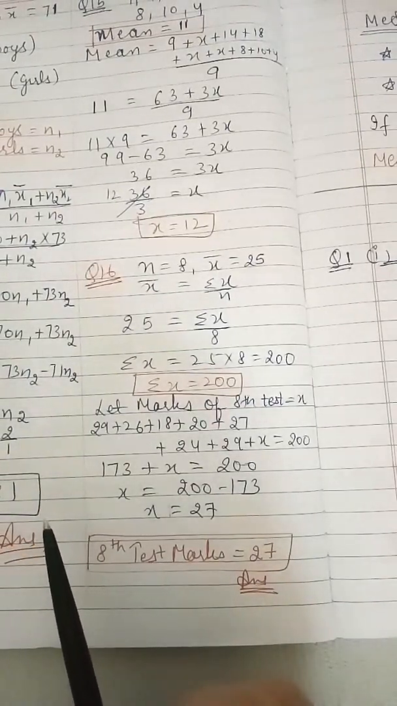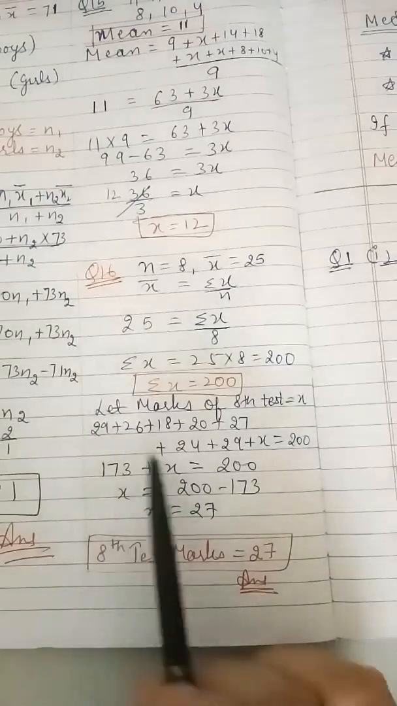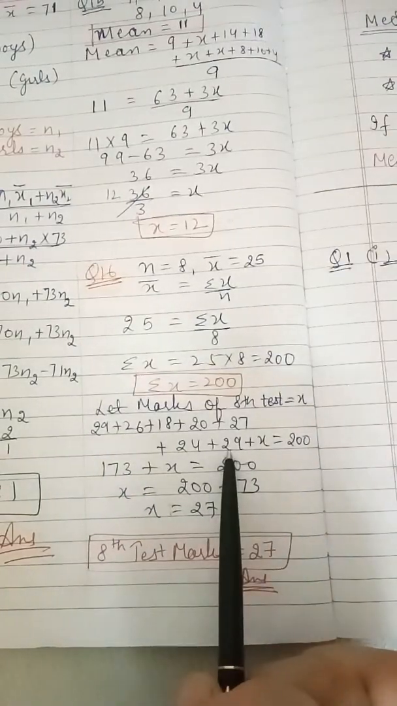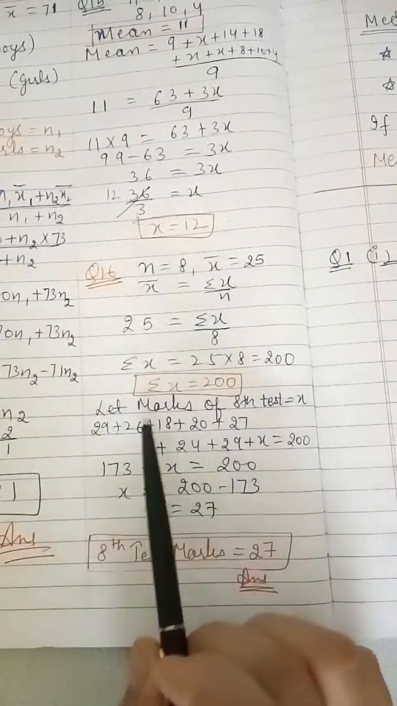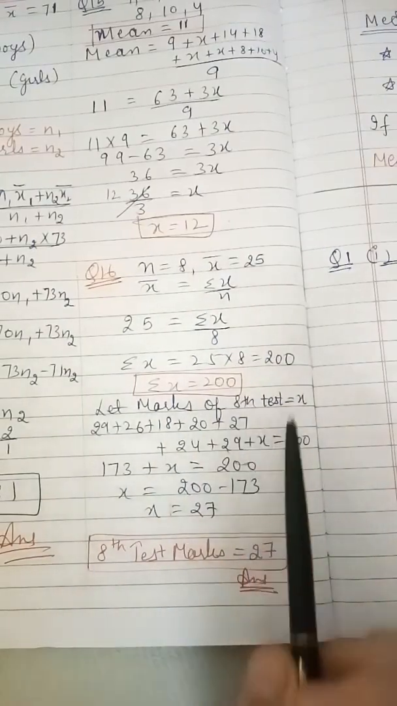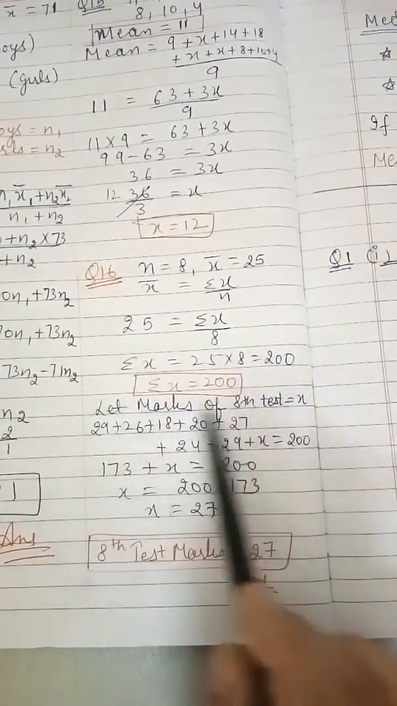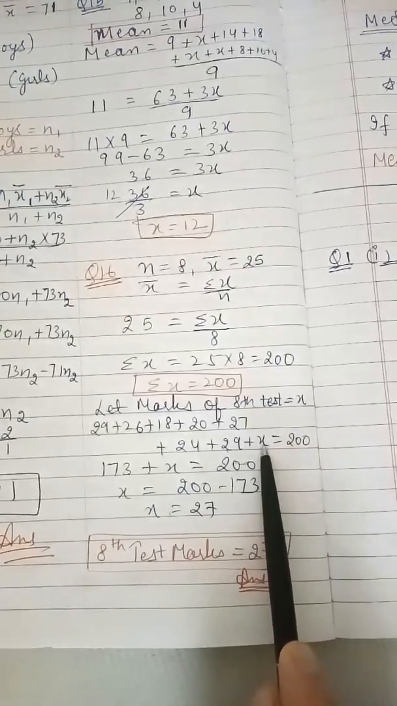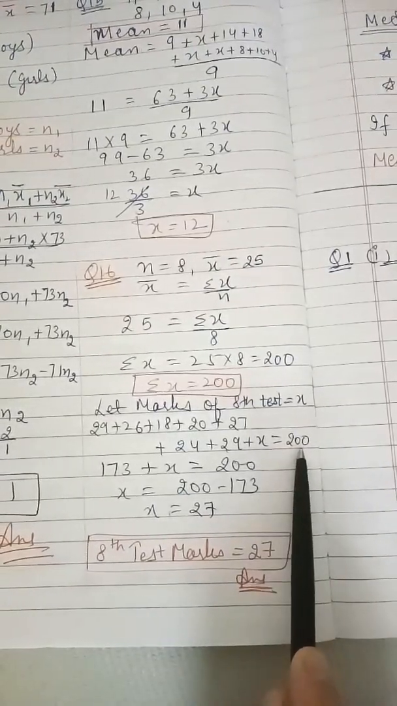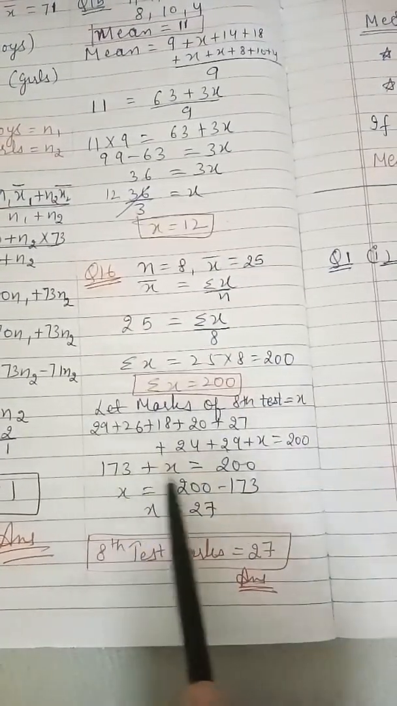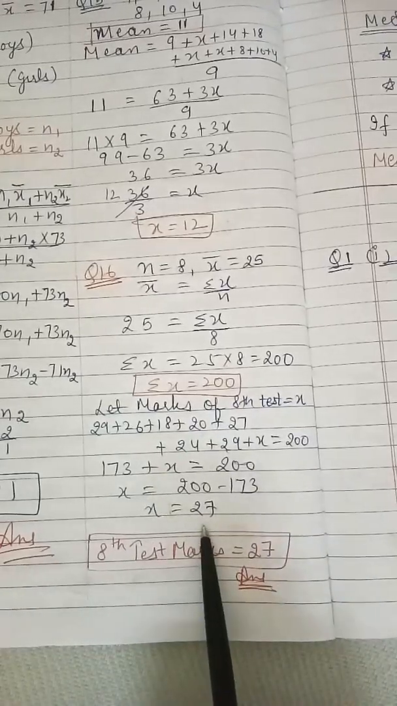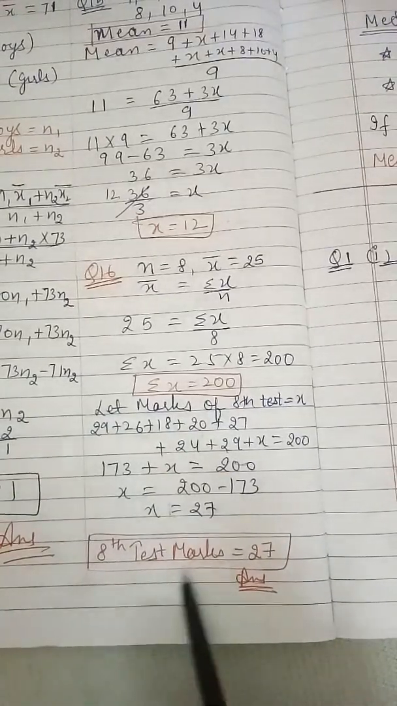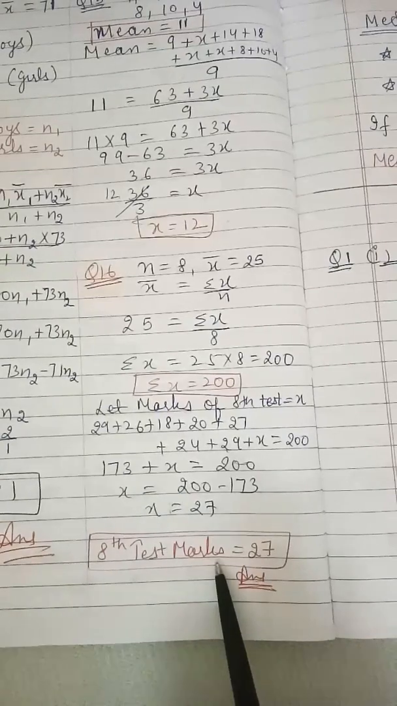Now, while checking the file, afterward he found that he got only 7 tests out of 8. It means the marks of the 7 tests are given correspondingly, and he didn't know the marks of the 8th test. So we will add all these marks, and the 8th test marks we will take as x, and that is equal to the total marks, 200. So from here we can calculate the value of x, that is the 8th test marks, which you are supposed to calculate in this question.